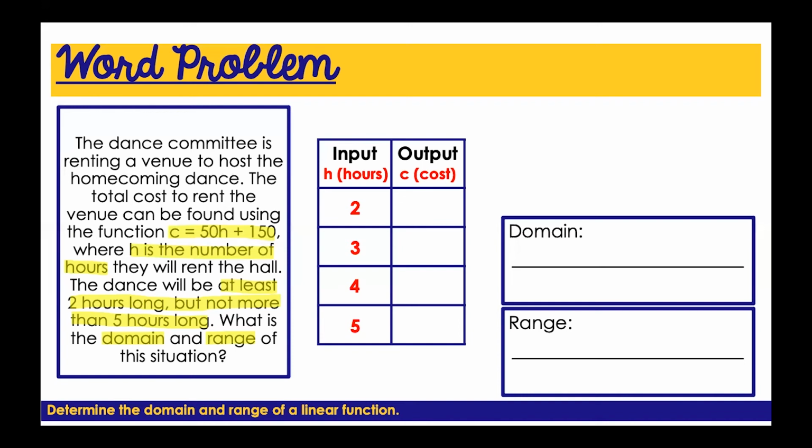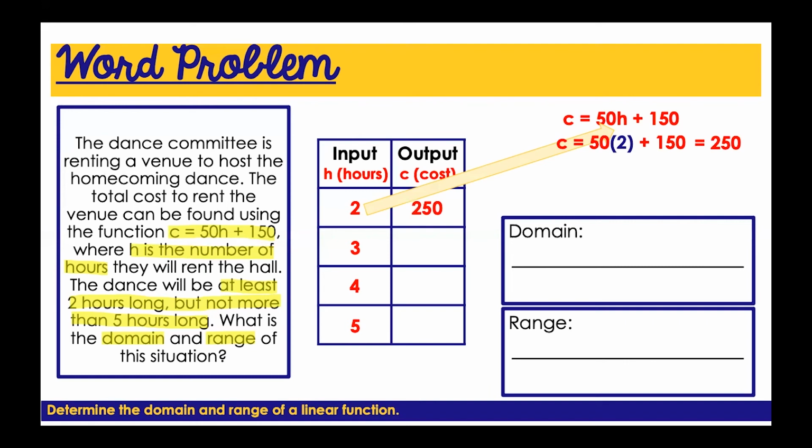Now the output is dependent on the input. The cost depends on the number of hours. So write your function C equals 50H plus 150. And we're going to substitute each input in for H. So the first one is going to look like this. It's going to look like C equals 50 times 2 plus 150. And that gives us 250. So my first output is $250.